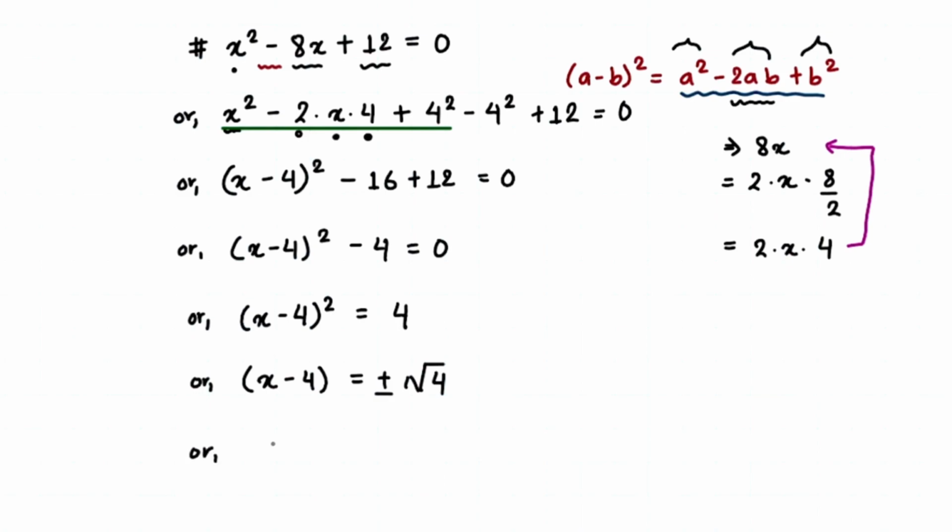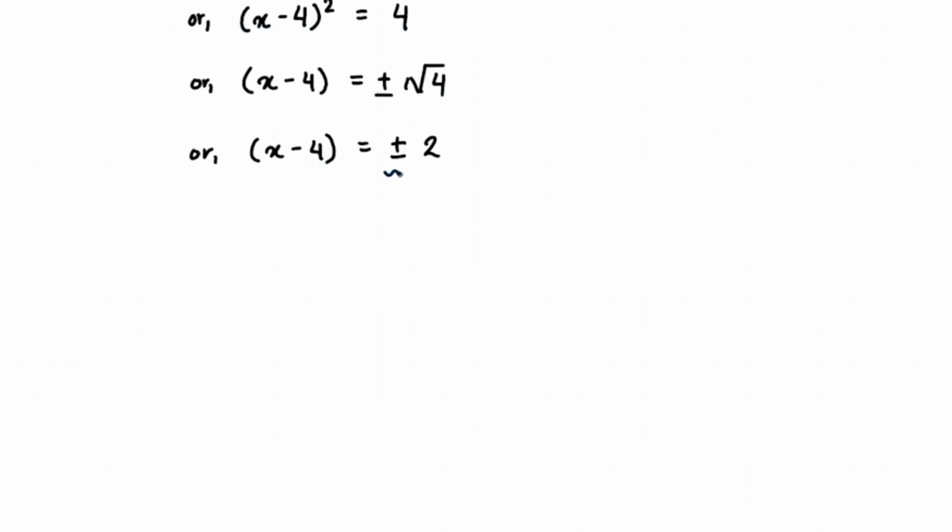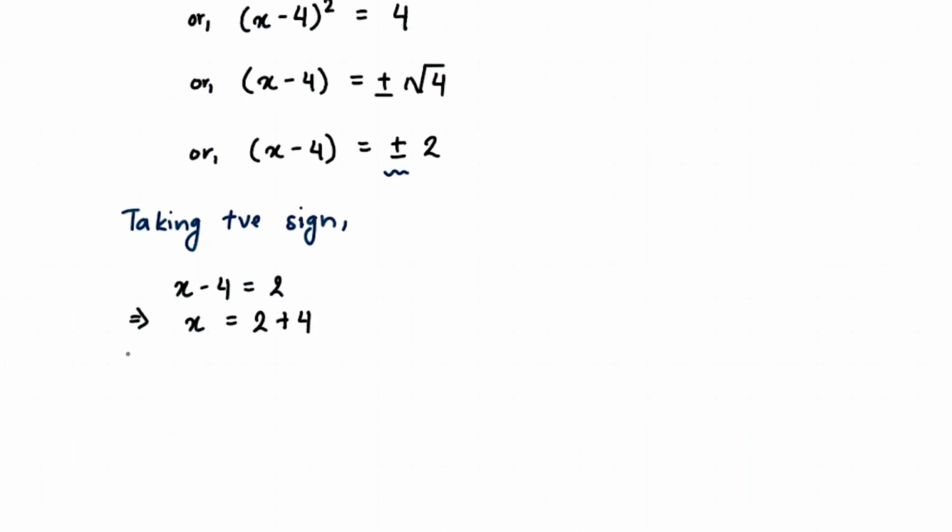So we have our x minus 4 over here equals to plus minus, the square root of 4 is 2. Now we have our two symbols over here, right? So we are going to take positive symbol first. So taking positive sign, we get x minus 4 equals to plus 2. This implies x equals to, we have our 2 over here. When that minus 4 goes to the other side, it becomes plus 4. And therefore, we get x equals to 2 plus 4, 6.